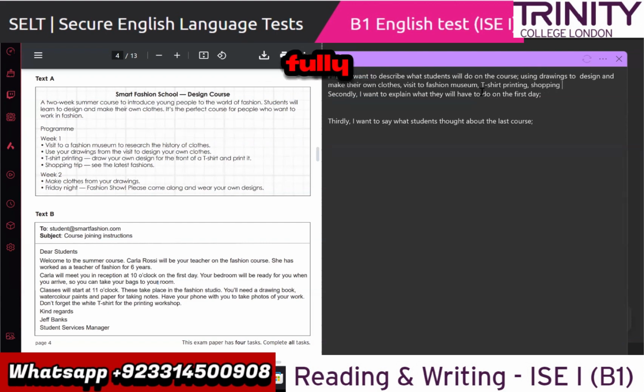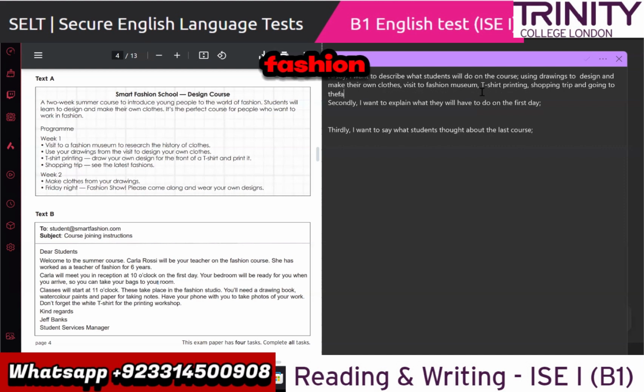Giving information fully also. Isn't it a part of the text? Yes, it is. You must give information fully and appropriately. Shopping trips, and I think Friday night fashion show, going to the fashion show on Friday.